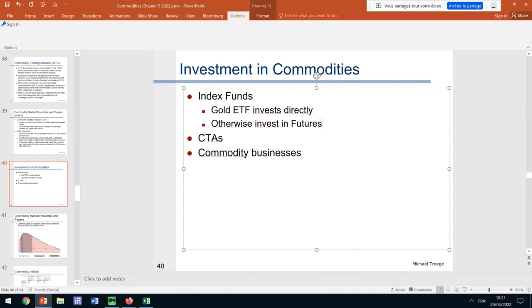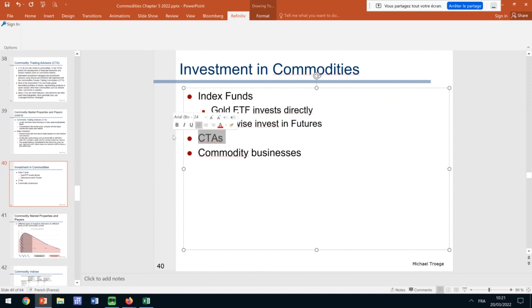You basically don't have actively managed mutual funds that invest in commodities. Maybe that exists, but it's not a really big market. I don't think it actually exists. So if you are a small investor and you want to invest in a commodity fund, you will normally invest in a commodity index fund.